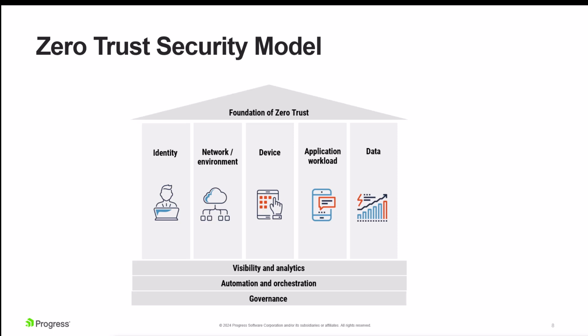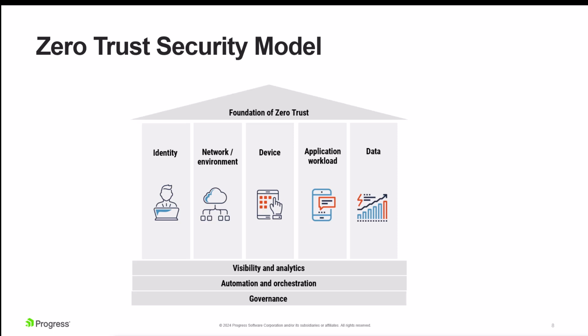On the network environment, segmentation of network traffic, right, to isolate critical data from other data, and encryption of traffic across the network as well. Device, establishing baseline device security protections, and continuously monitoring and validation of device security. Application workload, continuously authorizing access to applications. Integration with threat protection into application workflows, such as a web application firewall. And of course, application security testing throughout the development lifecycle.